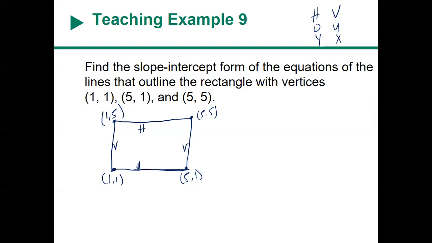All right. So horizontal. Horizontal means it's the what value? Horizontal means it's the y. So the equation of this line would be y equals 5. The equation of this line would be y equals 1. Vertical means is which variable? X. So the equation of this line would be x equals 5, and the equation of this line would be x equals 1. So those would be the lines that create that rectangle.